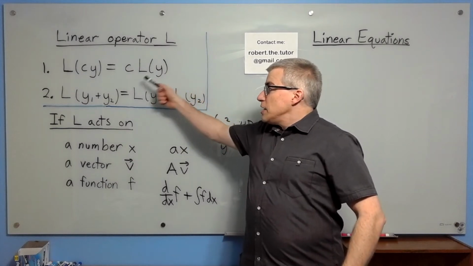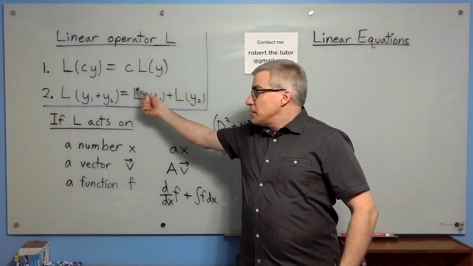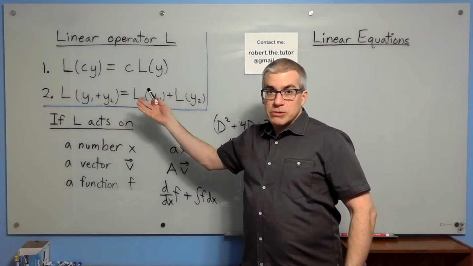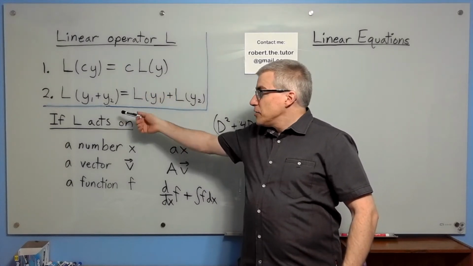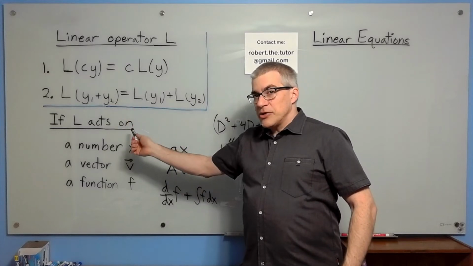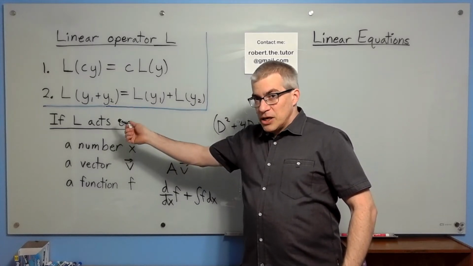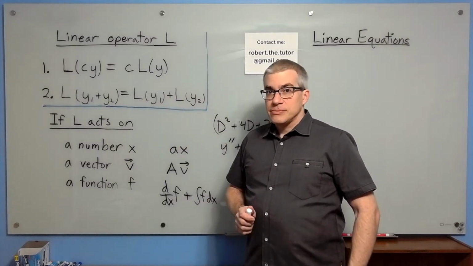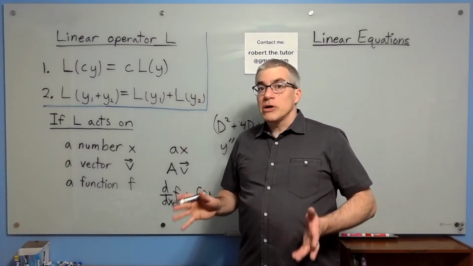Rule one, if you multiply the input by a constant, the output gets multiplied by the same constant. Double the input, you double the output. The other is, if you add two things together and then put them as the input, you get the same result as if you put them in separately and then add the answer. That's it. Those are the only requirements.